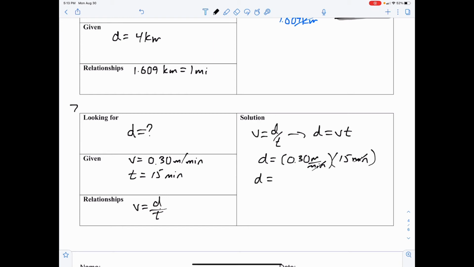Go ahead and take a second to put that in your calculator, pause the video, and see if you can get this one correct. Multiplying 0.30 times 15, you should get 4.5 meters.